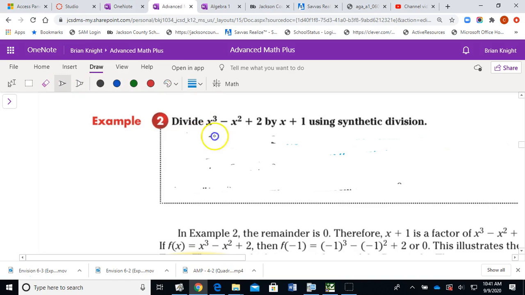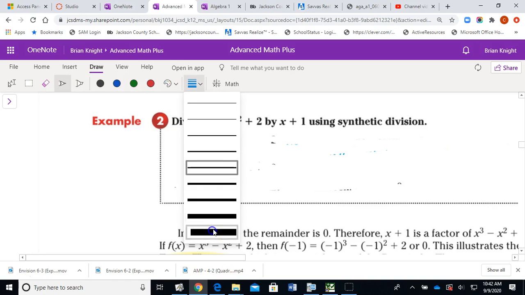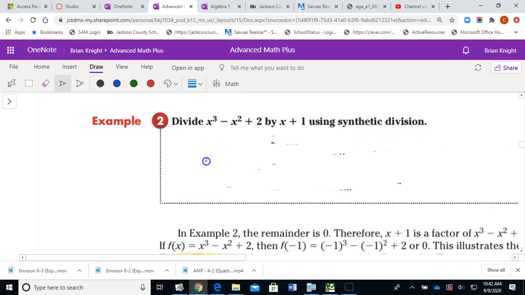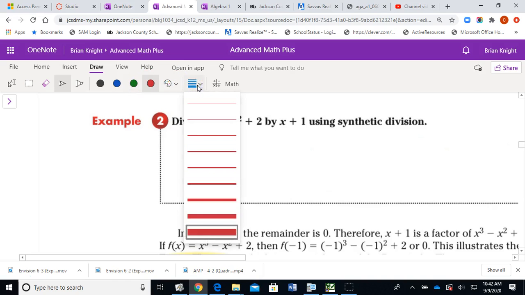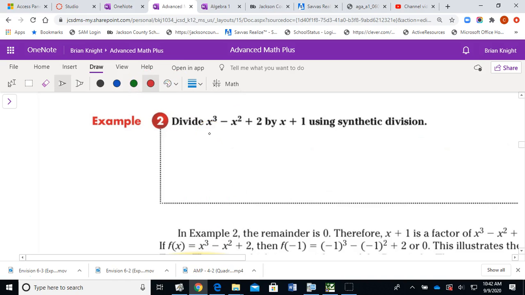Let me clean this up a little bit so there's not all this. All right, so we'll write in red. That'll work.